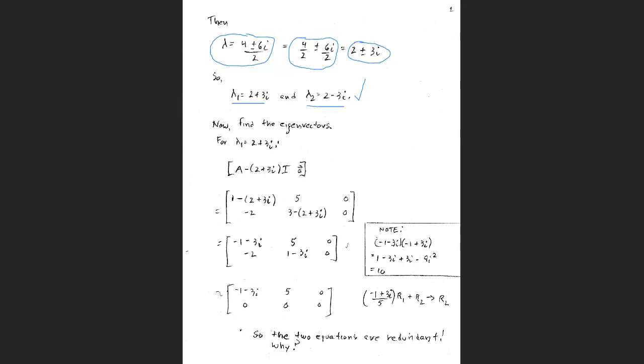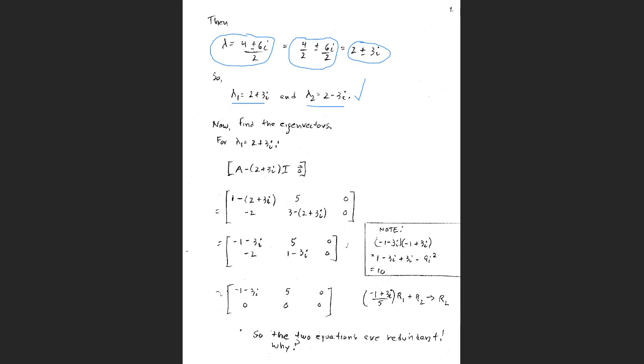Okay, so when you have a complex eigenvalue, if you're told, for instance, that one of the complex eigenvalues for this matrix is 2 plus 3i, then there has to be another eigenvalue that's 2 minus 3i. Okay? All right.